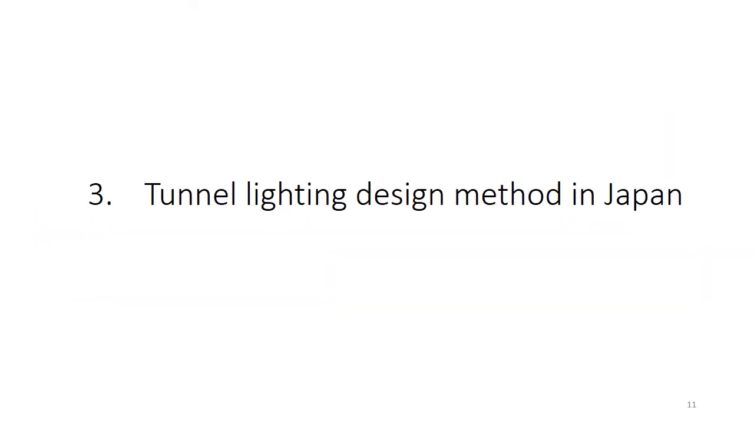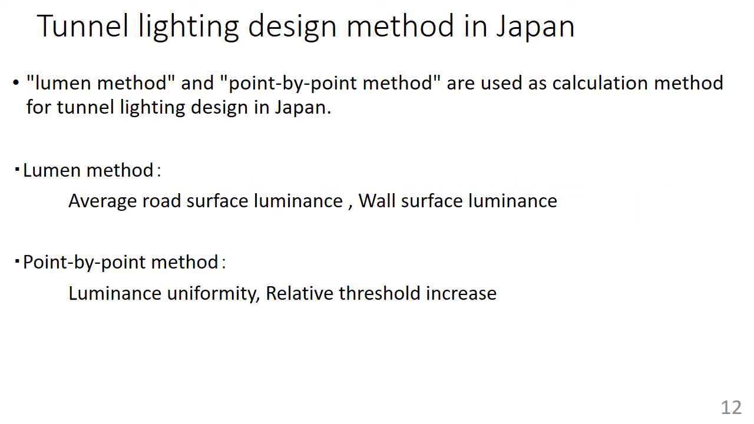I will explain the lighting design method in Japan. There are the lumen method and the point-by-point method in the calculation method of lighting design in Japan. The lumen method is mainly used when calculating the average road surface luminance and road surface illuminance. The point-by-point method is mainly used when calculating the luminance, uniformity, and the relative threshold increase.